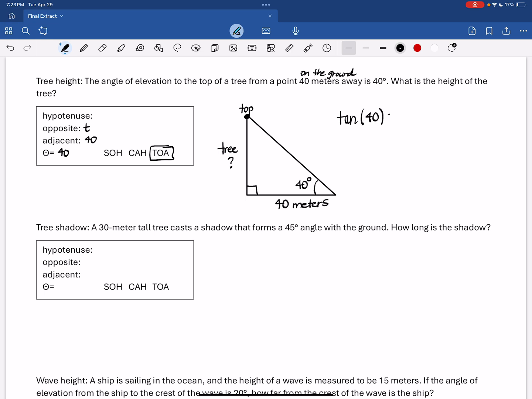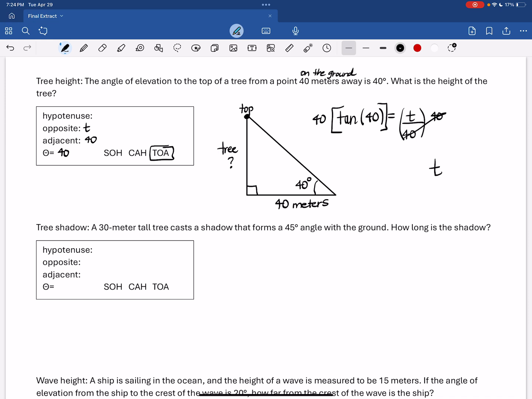If you get one of these problems and you're not sure, like that on the ground part, ask your instructor because it matters. You'll get a different answer if you do it the other way. So opposite is our tree. Adjacent is our 40. You would use a different ratio if you made it be the hypotenuse because tangent doesn't use hypotenuse.